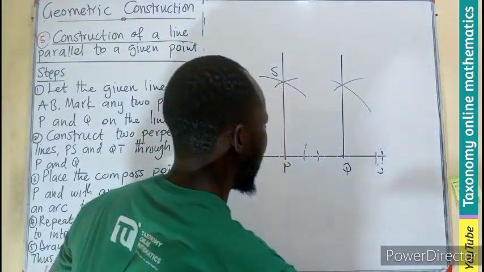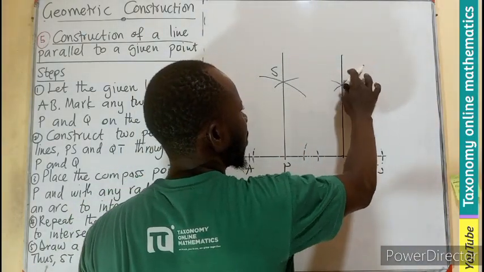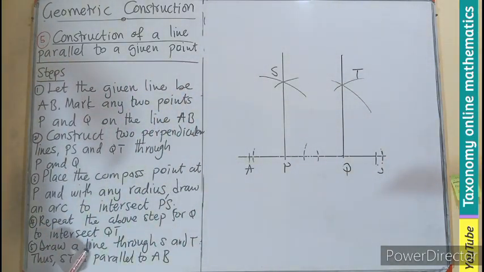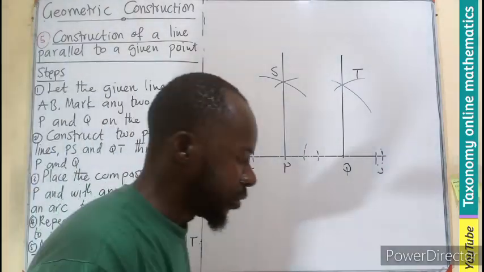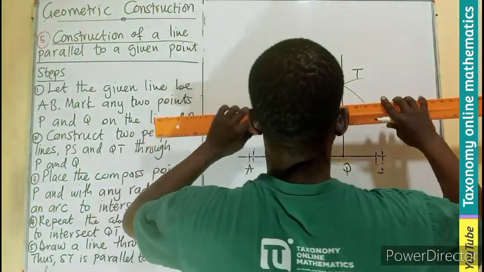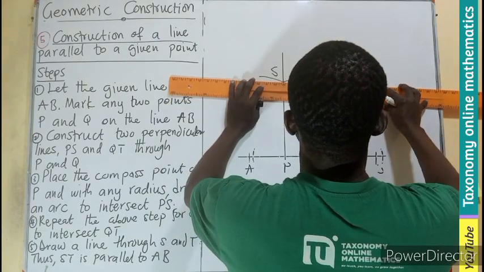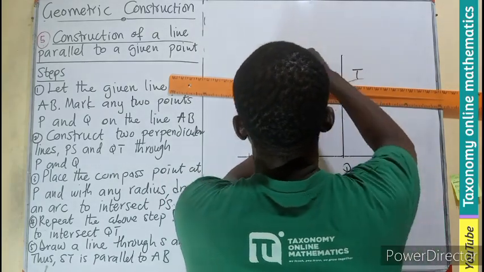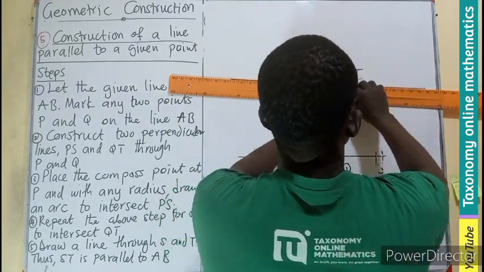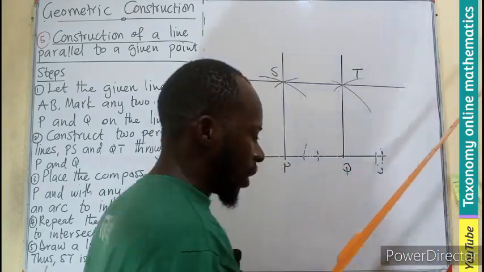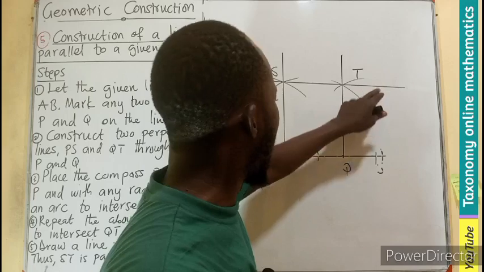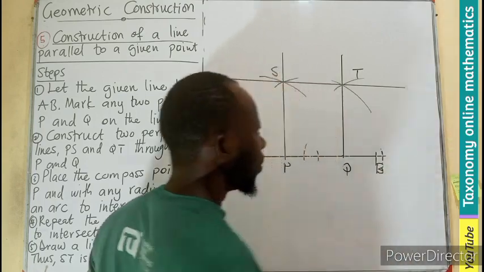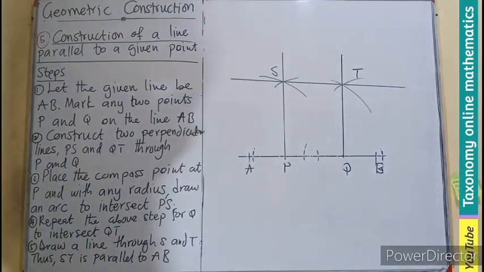Good. So we label here as what? This will be T. So what is next? We have to draw a line through ST. Drawing a line through ST. So ST is now parallel to AB. So this is the parallel line that we are looking for.